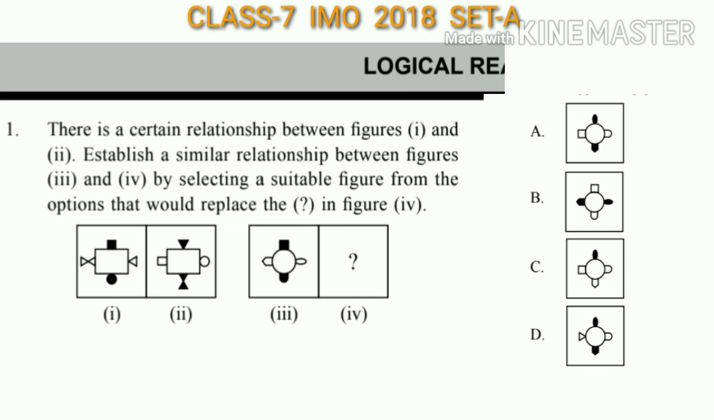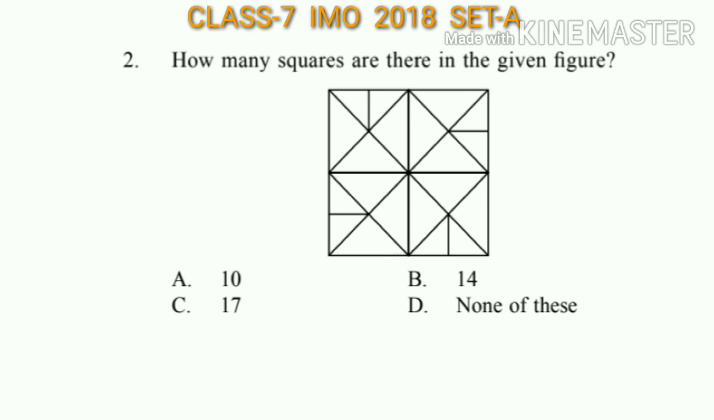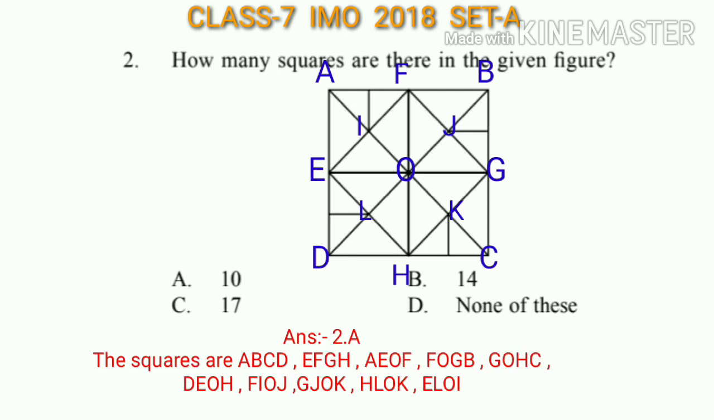Now question number 2. How many squares are there in the given figure? If we name the figure as A, B, C, D, E, F, G, H, I, J, K, L, O, the squares are A, B, C, D, E, F, G, H, A, E, O, F, F, O, G, B, G, O, H, C, D, E, O, H, F, I, O, J, G, J, O, K, H, L, O, K, and E, L, O, I. So there are 10 squares in the figure. So the answer will be option A.